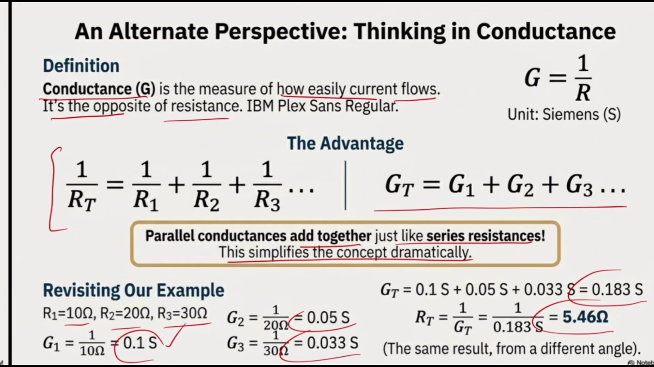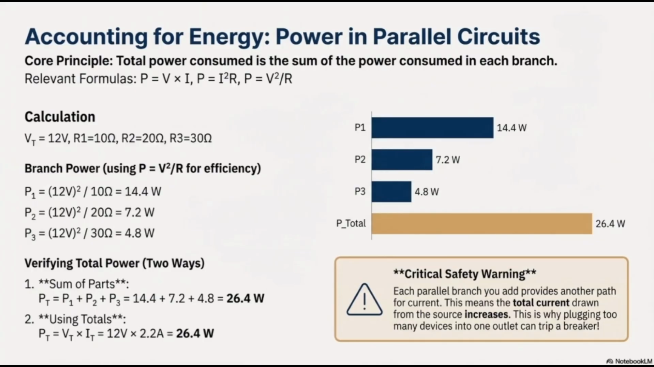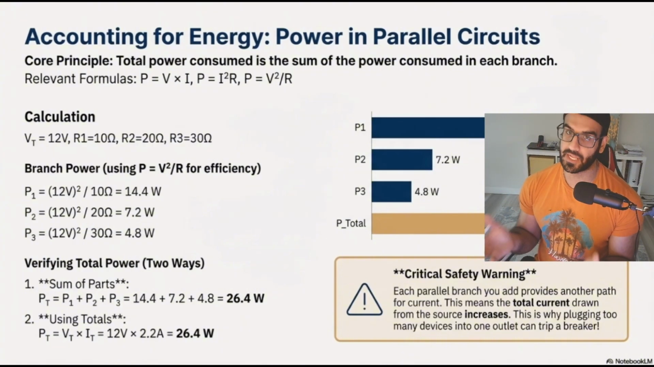When the conductance is higher, it means that current would more likely pass that way in comparison to others. So let's talk about the power. What does power mean? Again, power means how much energy is going to be dissipated inside each component.